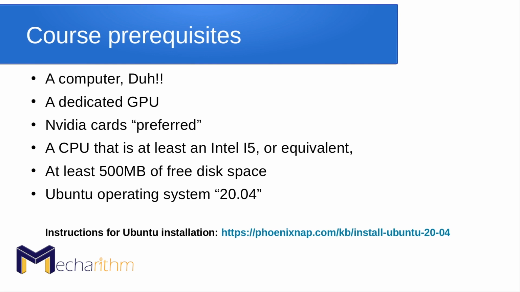We'll also have to have a processor that is at least an Intel i5. Personally, I use an Intel i7, and probably most of the laptops on the market currently use i7 10th or 11th generation, so I think you already have that, most likely. You also have to have at least 500 megabytes of free disk space. This is pretty easy because you're probably going to go through the process of installing Ubuntu, so you'll have a lot of free space to offer.